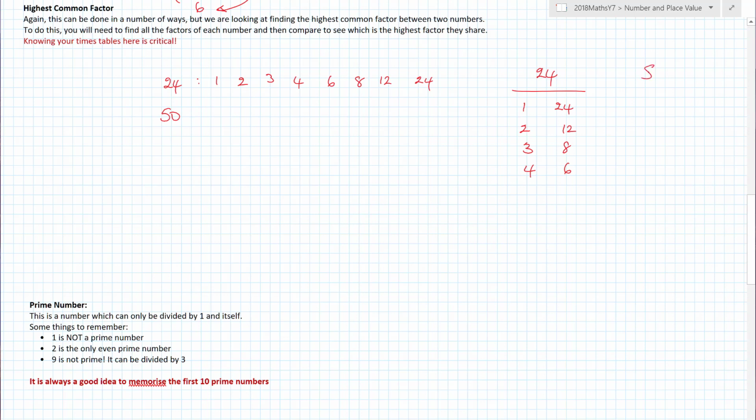What about 50? Right, 50. Same thing. 1 and 50, 2 and 25, 3 no, 4 no, 5, yep, 5 and 10, 6 nope, 7 no, 8 no, 9. Well, that's it again. So 50, nice and easy one: 1, 2, 5, 10, 25, and 50. So we're looking for the highest number that they share. 50 no, 25 no, 10 no, 5 no. Wow. The highest number they share is actually 2. So the highest common factor of 24 and 50 is equal to 2.